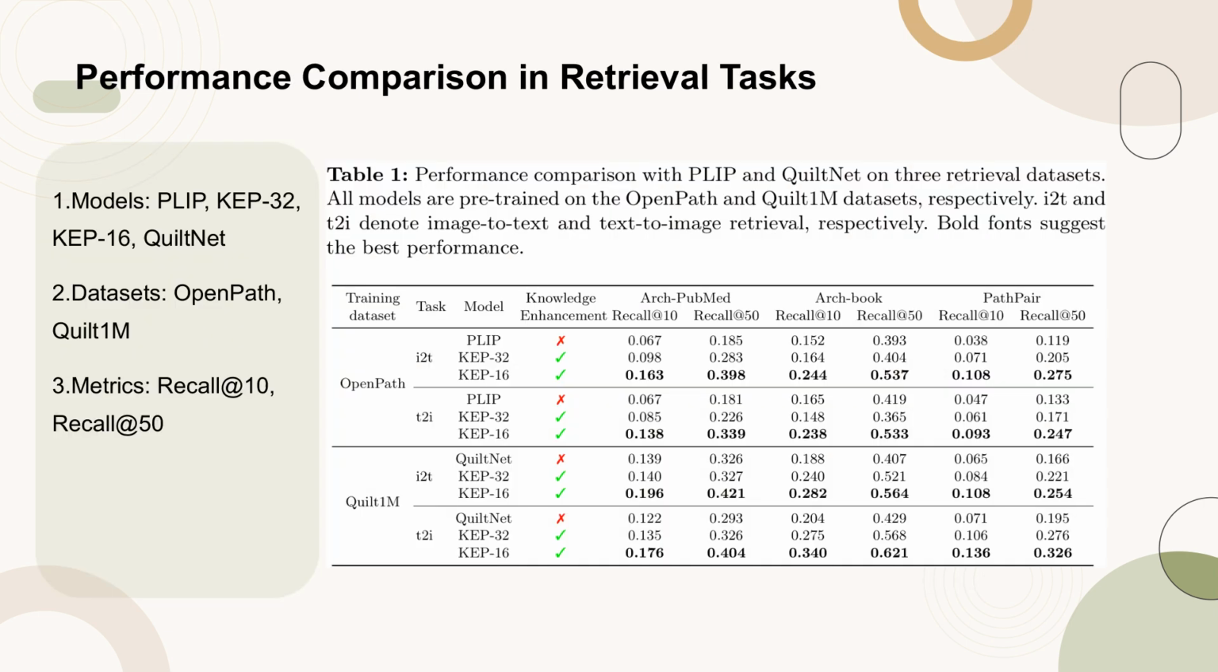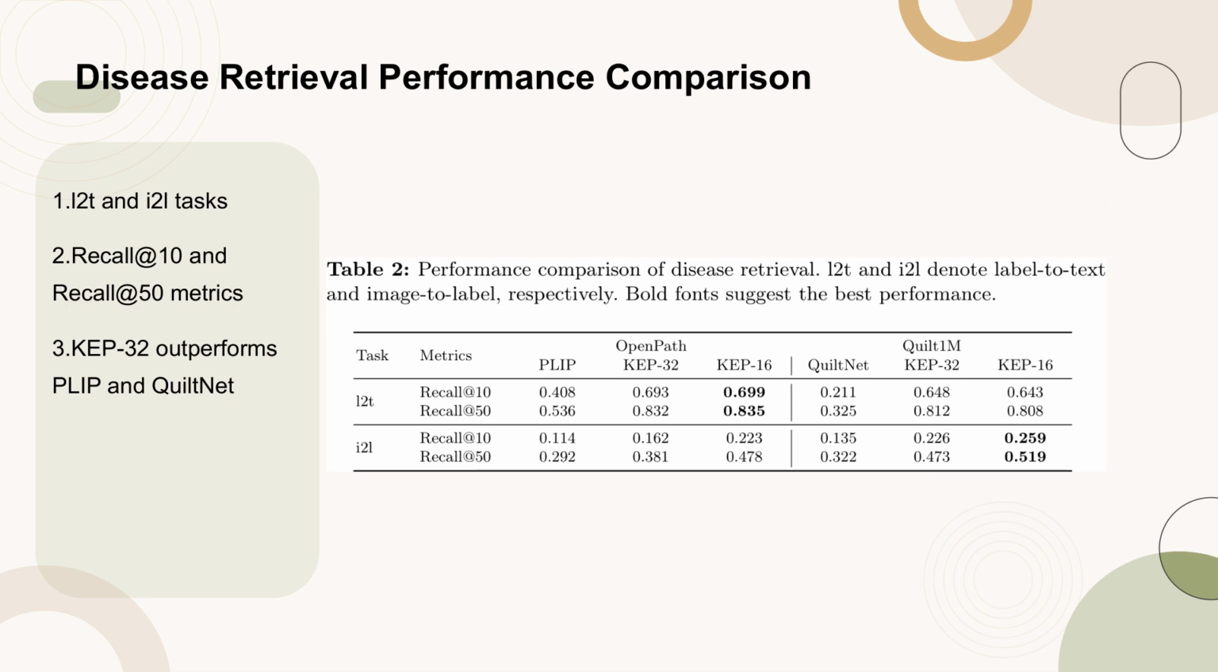Table 1 presents a performance comparison of various models on 3 retrieval datasets. The models evaluated include PLIP, KP32, KP16, and QuiltNet, all of which were pre-trained on the OpenPath and Quilt1M datasets. The tasks involve image-to-text, I2T, and text-to-image, T2I, retrieval. The performance is measured using the recall at 10 and recall at 50 metrics, with bold fonts indicating the best performance in each category.